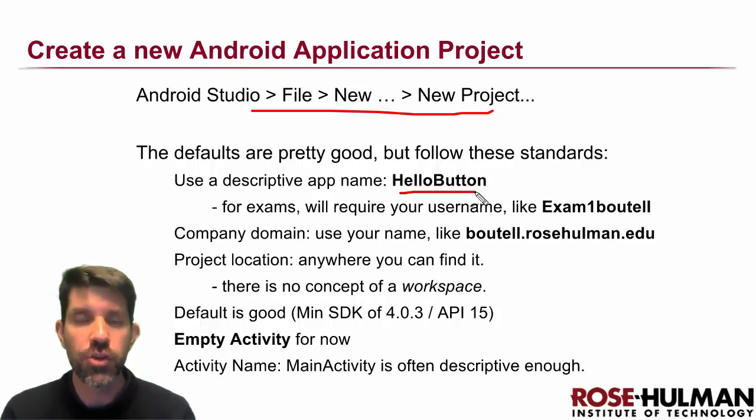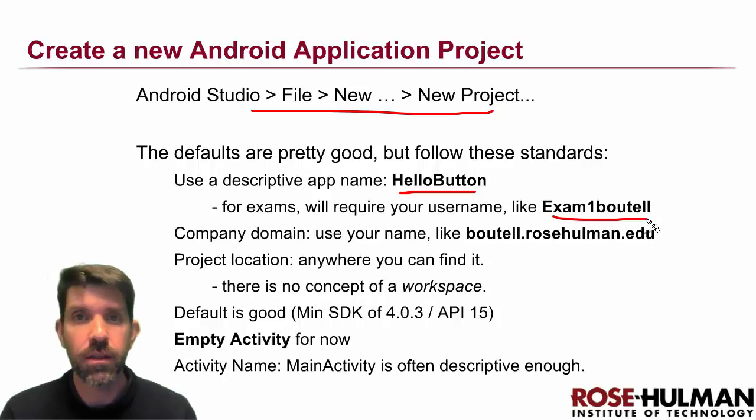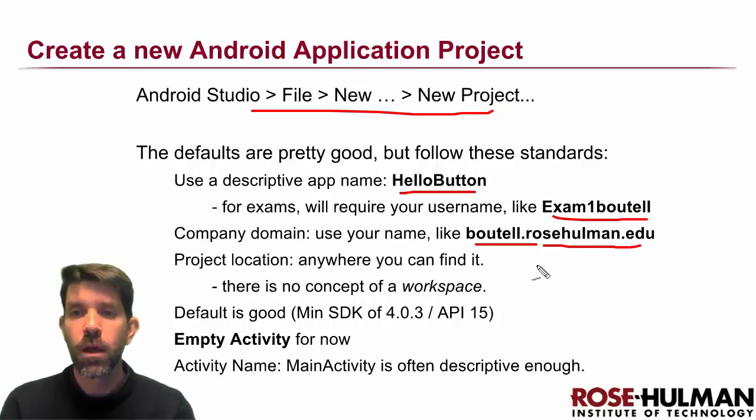Usually I'd say use a descriptive app name, which is good. For exams in particular, if you're taking the class for credit, I'd really like you to put your username as part of your exam name. That'll help me to keep track of them. Company domain here, again, you're going to use your name on it. That's going to make it unique if you have multiple ones running, or if I have multiple ones of your programs running. And it's also just good practice.